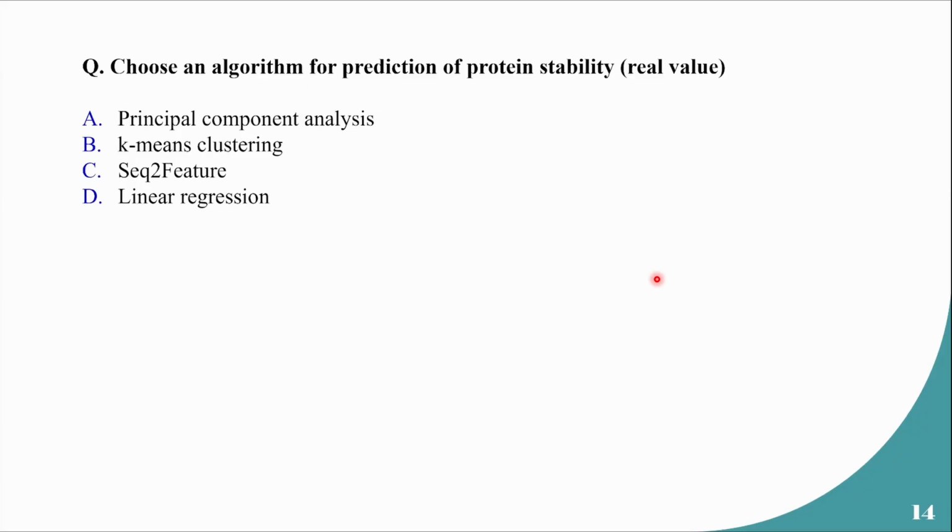Again, this could become a little bit confusing, but I see one answer, B. So in this case, you can use a linear regression. So what are these different kinds of algorithms?